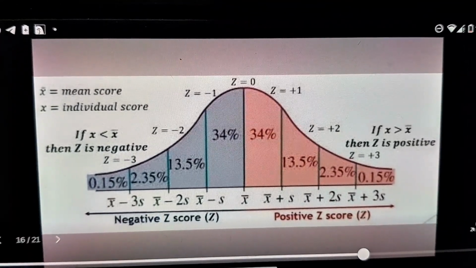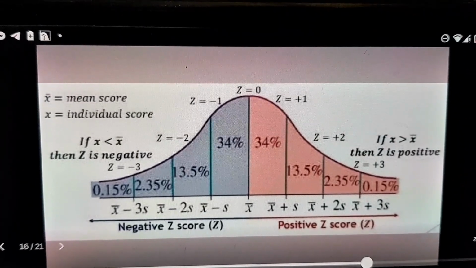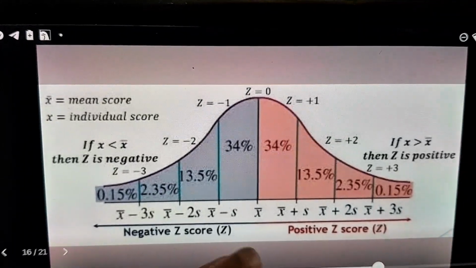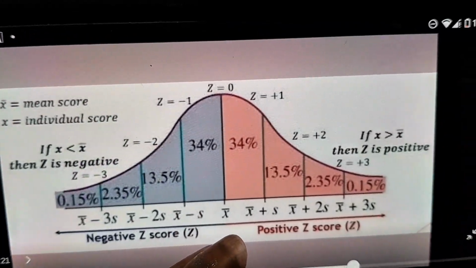Pwede nyong i-copy guys. So may copy kayo sa standard normal curve sa Z-score. Ang itong S is the standard deviation.